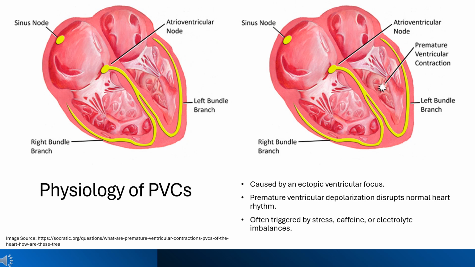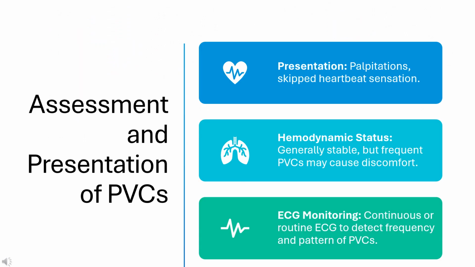Hypomagnesemia can lead to increased excitability and arrhythmias, and hypercalcemia can affect the duration and strength of cardiac contractions, contributing to irregular beats. Now let's look at the assessment and presentation of PVCs.